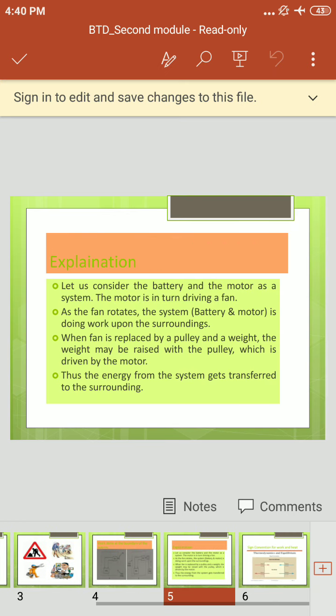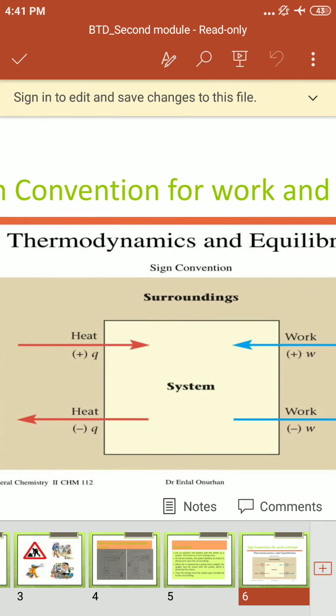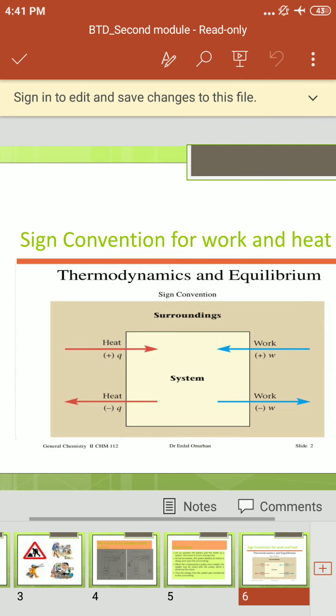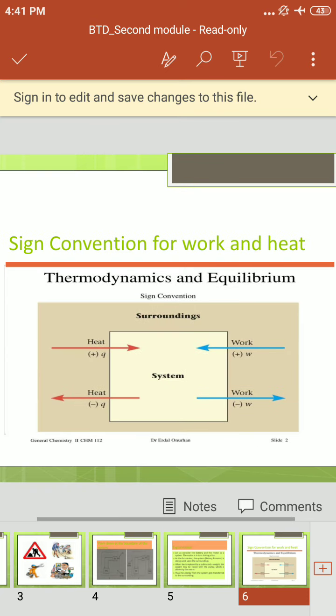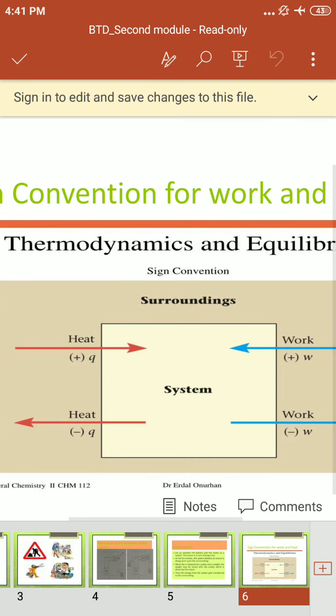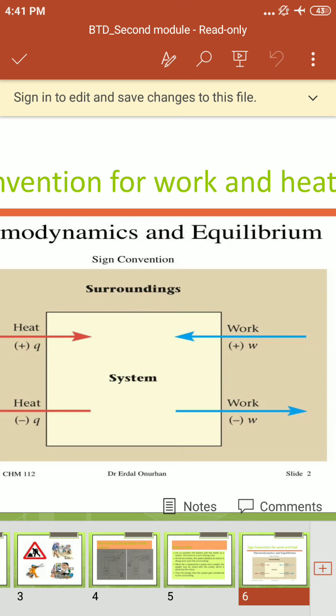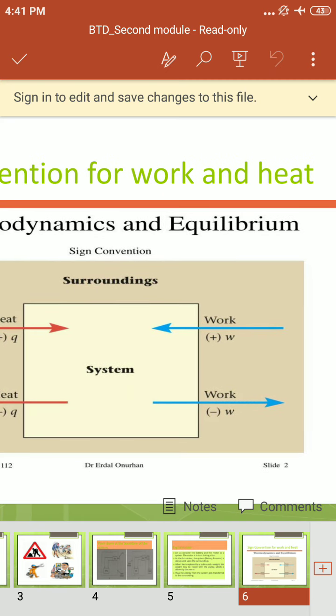And here, in the last bit of today's class, I will discuss the sign convention for work and heat. This is important. The definition of heat we have to study afterwards. Just remember the sign convention. See here. Consider a system. The system is enclosed by the surroundings. See here, the arrow mark for work. If the arrow points towards the system, it is positive work, positive W. Work from the system to outside is negative.